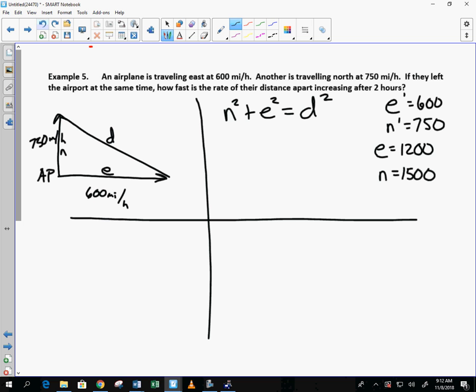What am I trying to find? Okay, so if we say every variable, we're bound to get it right. I heard D squared, I heard D prime, and I heard D. What do we want to find? How fast is their distance apart increasing? That's D prime. Let's take the derivative with respect to time.